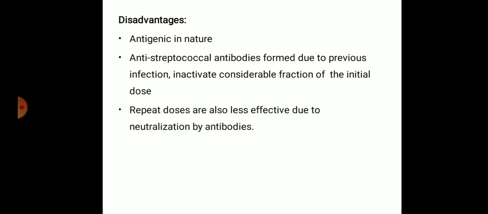treatment. And second, the repeated dose of streptokinase will be less effective because the initially administered streptokinase will develop antibodies, and such antibodies will be present in the blood, and the second dose, which is administered within 6 months, will be inactivated by such antibodies. So the second dose of streptokinase will be less effective. The alternative will usually be urokinase or recombinant tissue plasminogen activators.